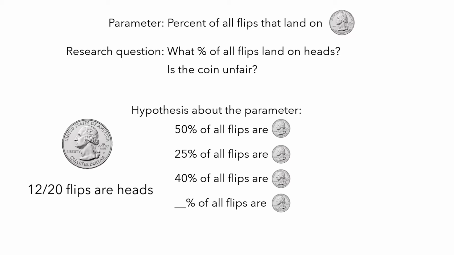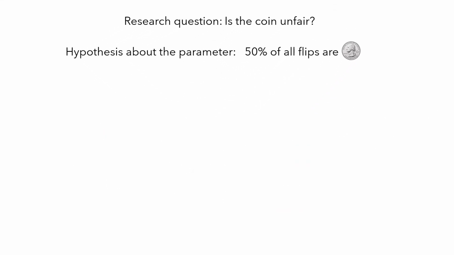This research question corresponds to the first of these hypotheses about the parameter, because if 50% of all flips are heads, then the coin is not biased. And this type of hypothesis is called a null hypothesis. Let's use this null hypothesis to answer the research question.